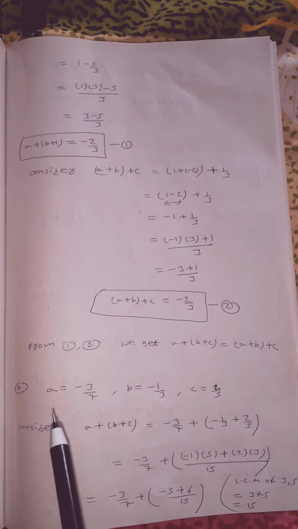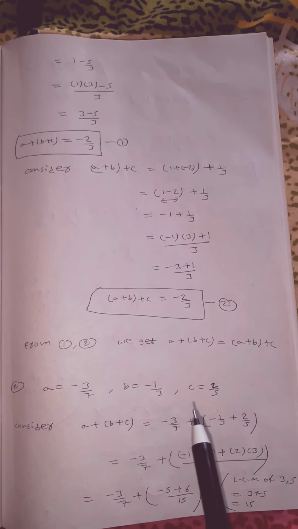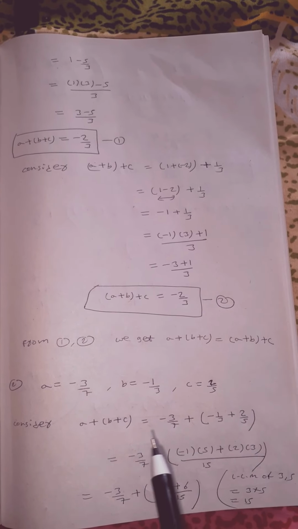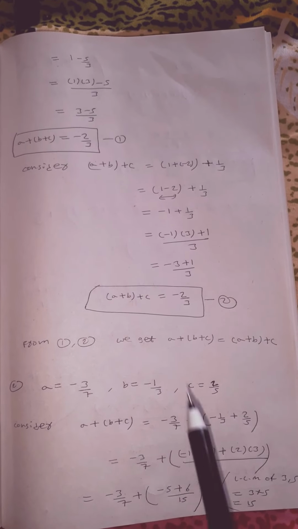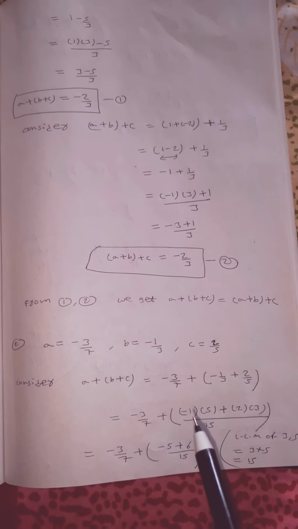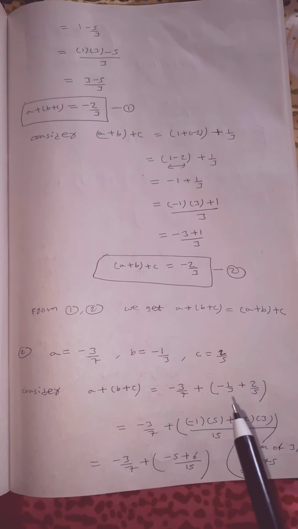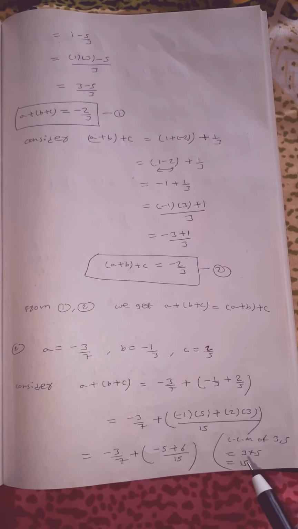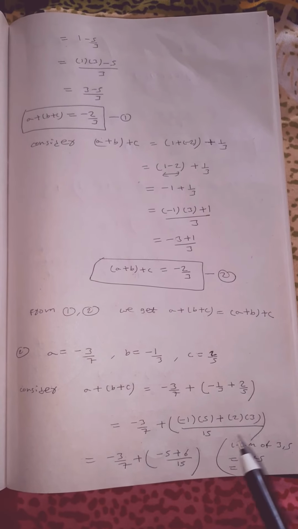Next example, if you take like this, children, a equal to minus 3 by 7, b is equal to minus 1 by 3, c is equal to 2 by 5. So consider a plus b plus c equal to a value minus 3 by 7, children, plus b value is minus 1 by 3 plus c value is 2 by 5. So write a value as it is plus first simplify the bracket ones. So here 3 comma 5 LCM, children, it does not go in the same table. So directly you can multiply 3 into 5 is 15. So LCM of 3 comma 5 is 15, children.